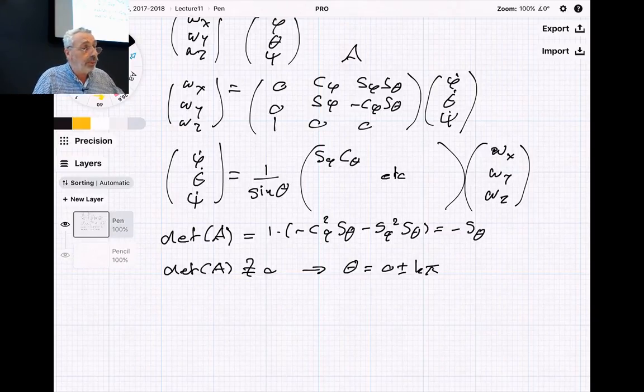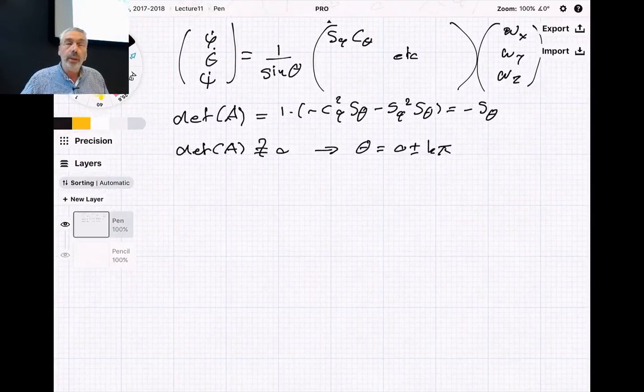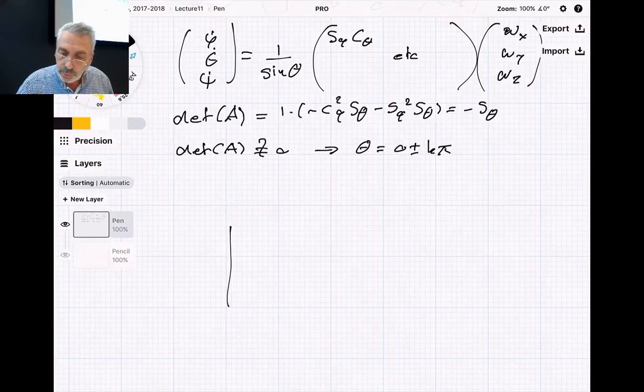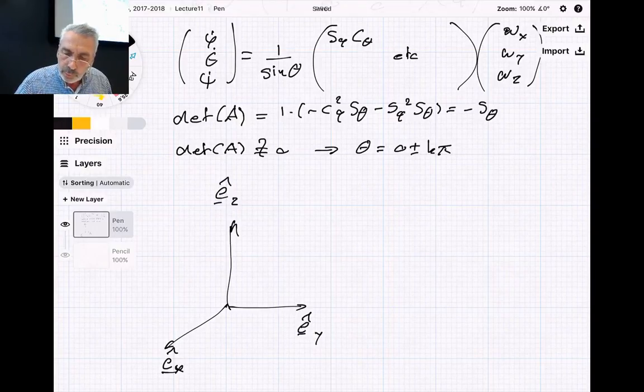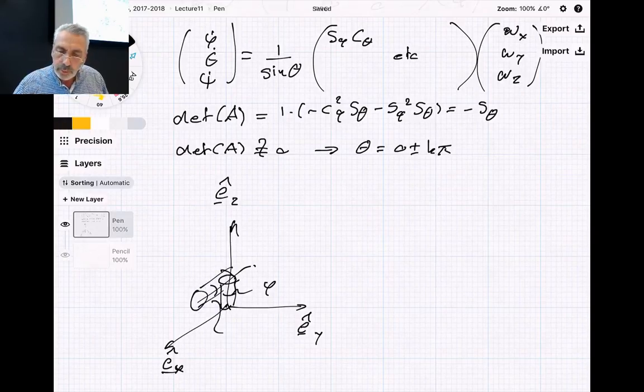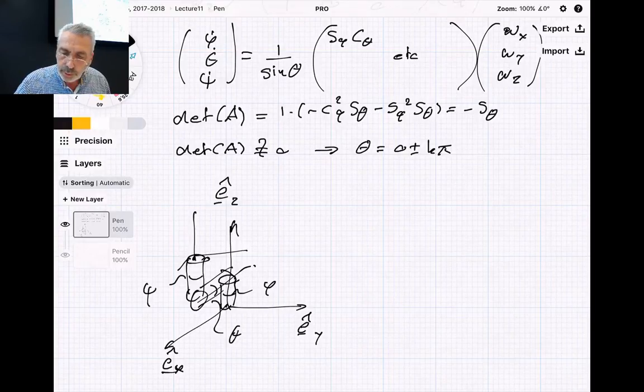And we have a physical interpretation for that. Let's draw the figure again, because what is going on? This was z-x-z, so we have this coordinate system. This is the x-axis, this is the y-axis, and this is the z-axis. The first rotation was about the z-axis with an angle phi. Then the second rotation was around the x-axis with the angle theta. And then the third rotation was with the angle psi. Then here the body is connected, and here we have the inertial frame.